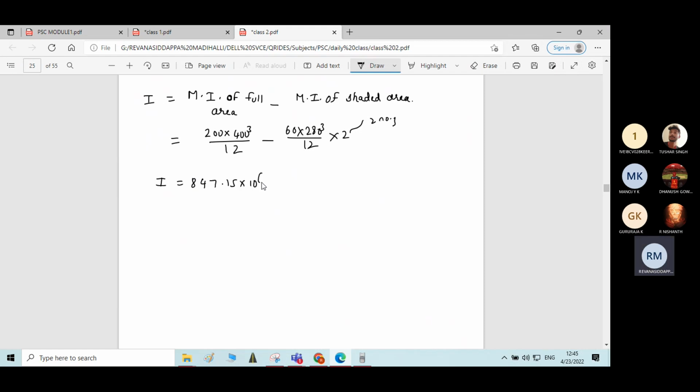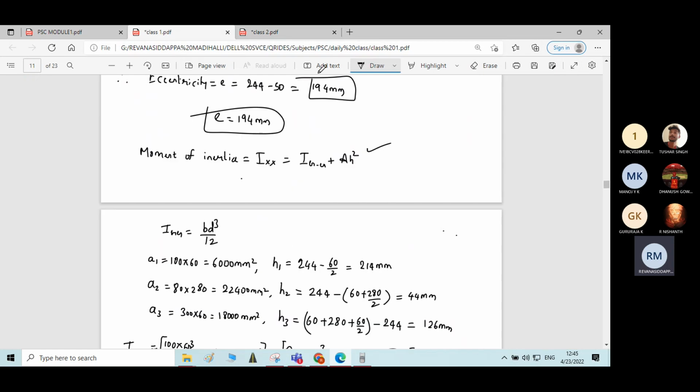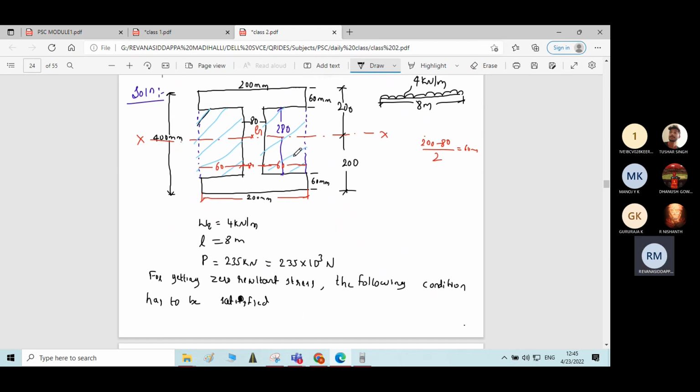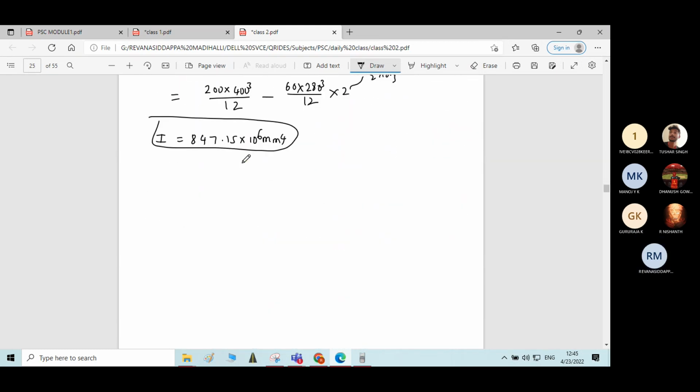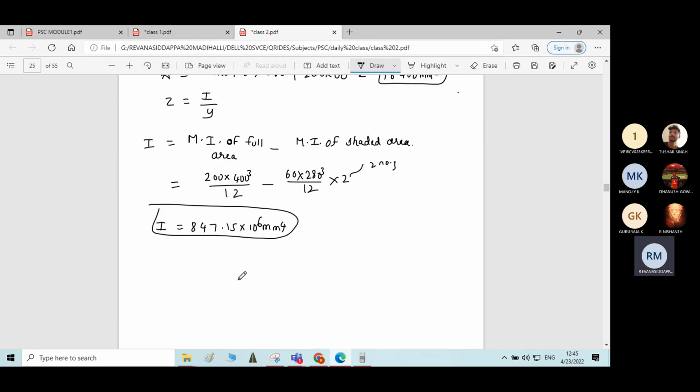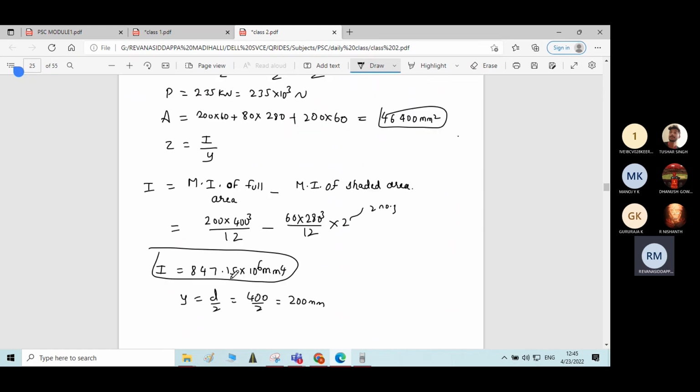Therefore, moment of inertia I, if you calculate, the answer will be 847.15 into 10 power 6 mm raised to 4. You can calculate the moment of inertia using this formula also. You will get the same answer. This is simplest for figures having symmetry. Now we got I. We can calculate the Z now. Y is equal to total depth divided by 2. 400 by 2 is 200 mm because it is symmetrical about x axis.